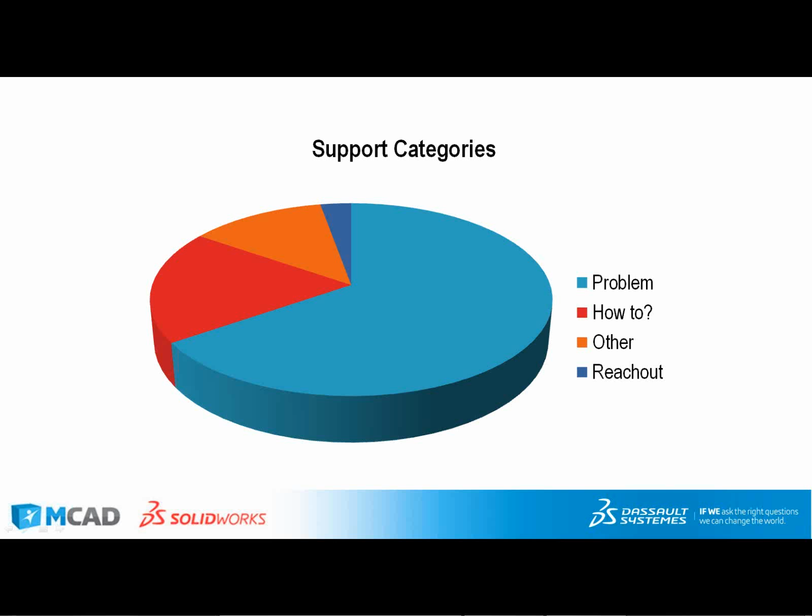The other area listed there in the graph includes things like requests for listing of company assets to sort out licensing, requests for exemption files, maybe discussions about computer system requirements when someone is wanting to upgrade their system and get a new machine that runs SolidWorks well.